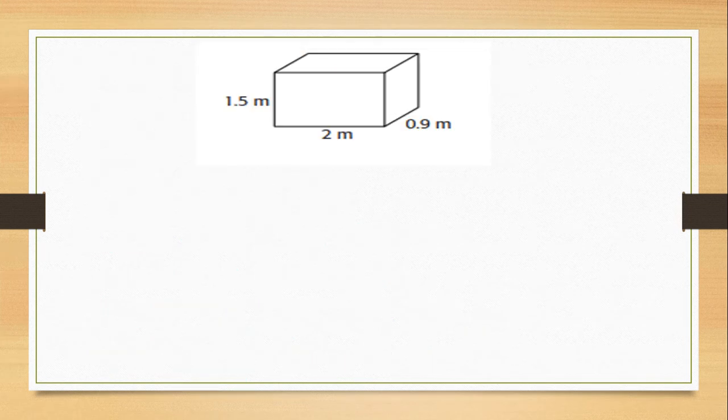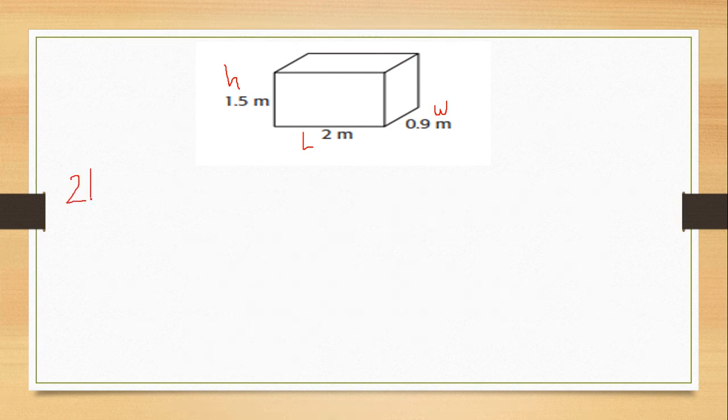Now, I want you to focus with me on this question because you will answer the second one. First of all, let's identify the length, the width, and the height. The length here is 2, the width is 0.9, and the height is 1.5. It will be a little hard on us? No, don't worry, it will be so easy. The only difference is that we have decimal numbers. We will use the same steps and the same rule. The only difference is that we put the decimal point in the answer. That's it, okay?